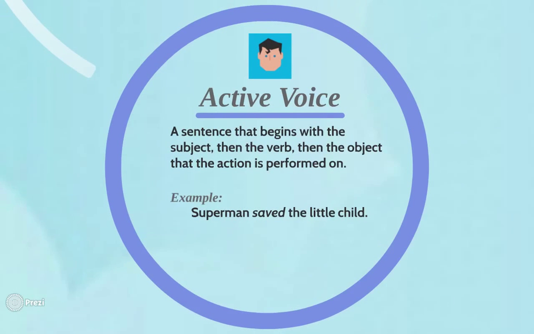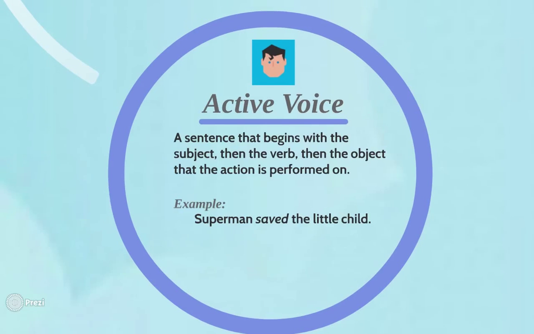To explain passive voice, I must first define active voice. Active voice is a sentence that begins with the subject, then the verb, then the object that the action is performed on. An example of this would be, Superman saved the little child.